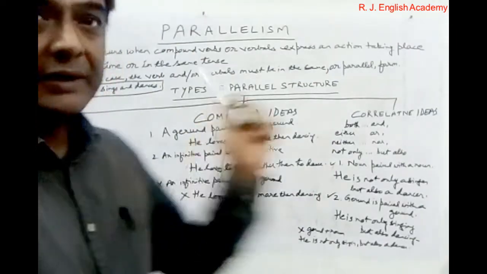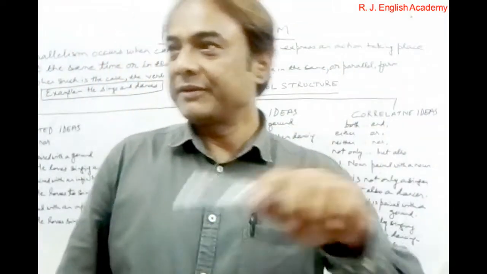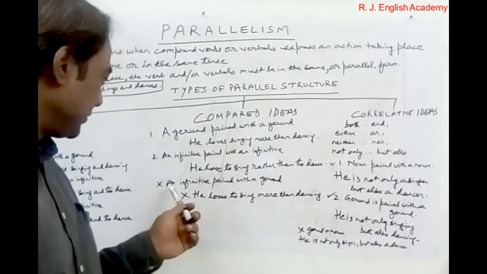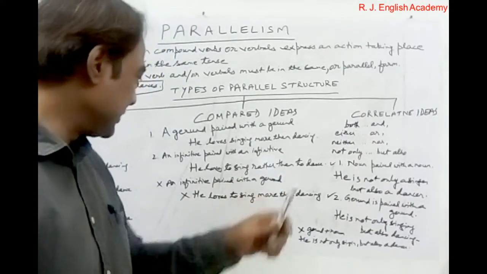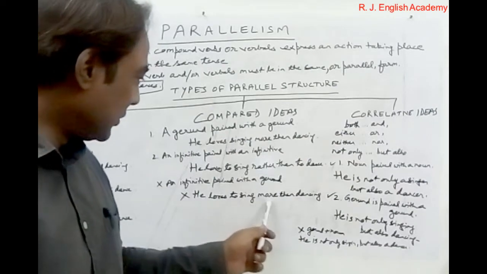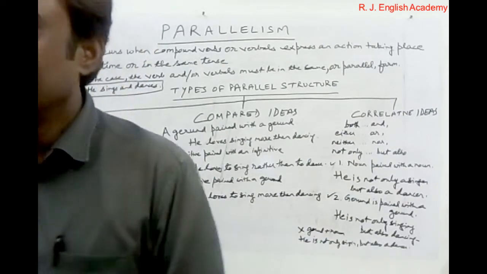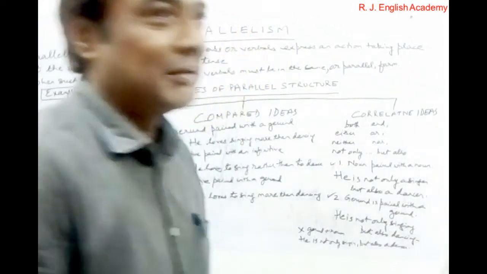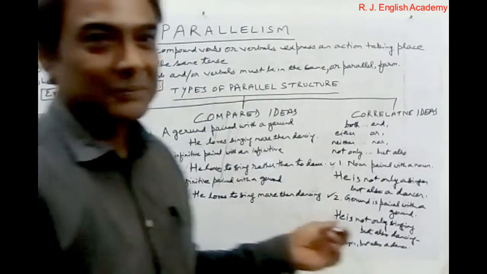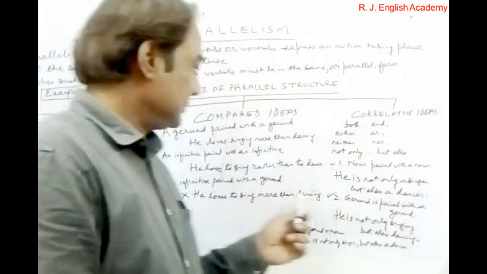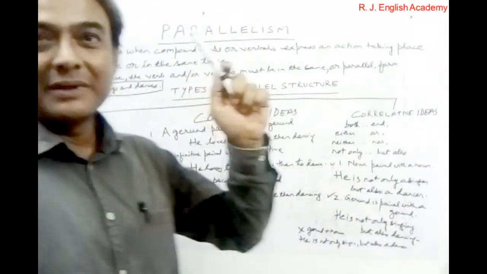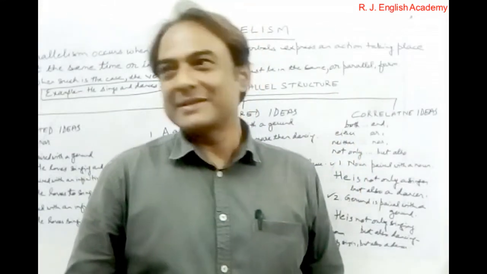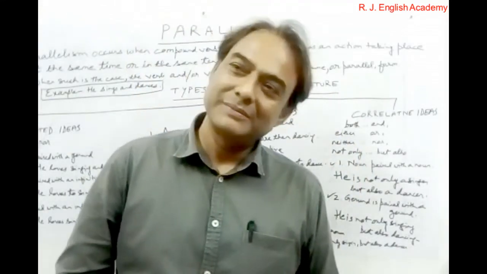But a gerund cannot be paired with an infinitive, and an infinitive cannot be paired with a gerund. Here we have shown an example of an infinitive pairing with a gerund. He loves to sing more than dancing. Sounds correct. But it is incorrect, grammatically wrong. This parallelism is a major mistake which ESL students especially make.